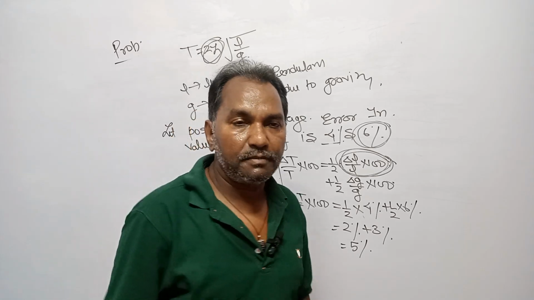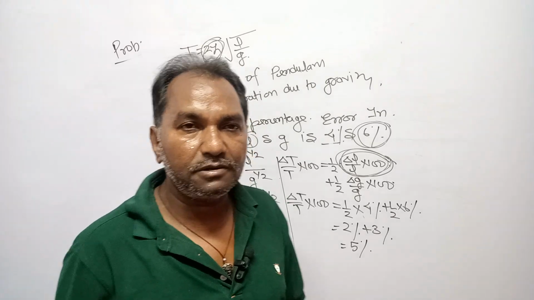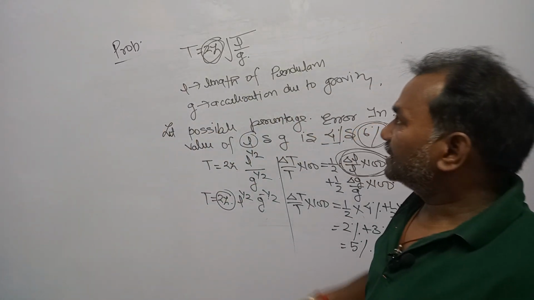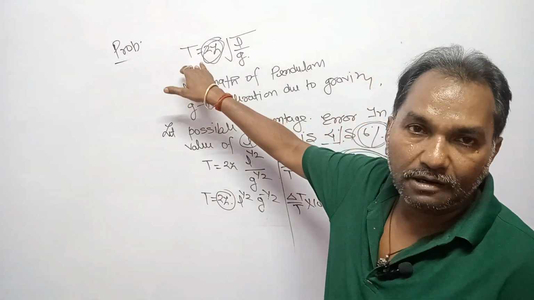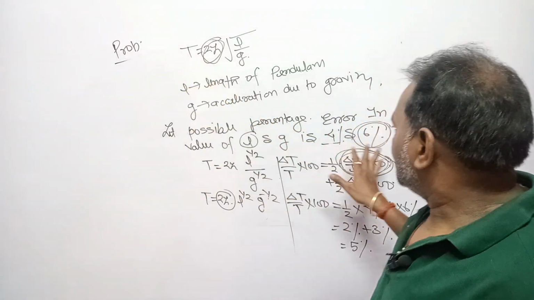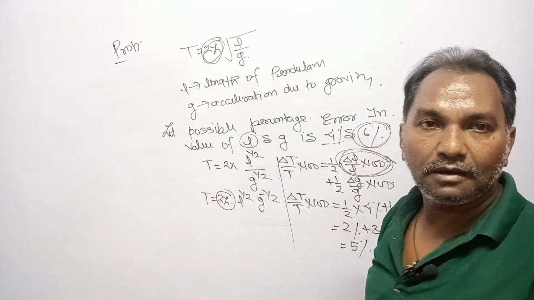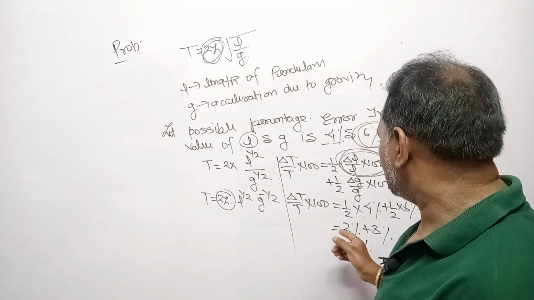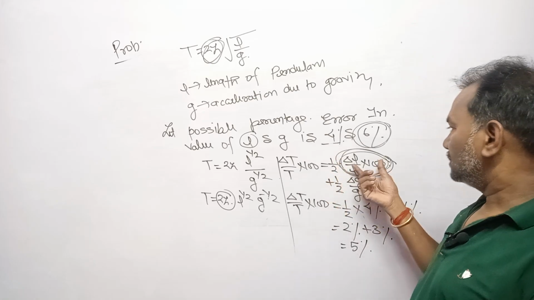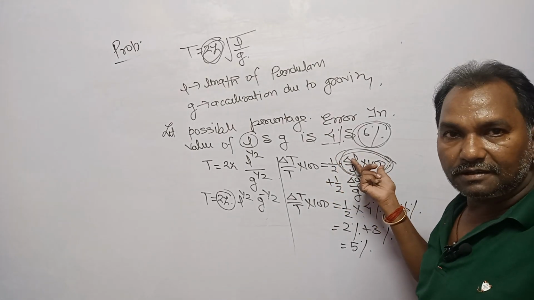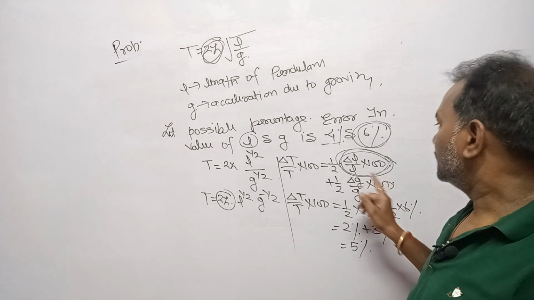If you are given the possible percentage error in the value of length and acceleration due to gravity in the experiment to find the time period of a pendulum, then the possible percentage error in the value of time period, delta T upon T into 100, is equal to 1 by 2 the possible percentage error in the value of L, plus 1 by 2 the possible percentage error in the value of G.